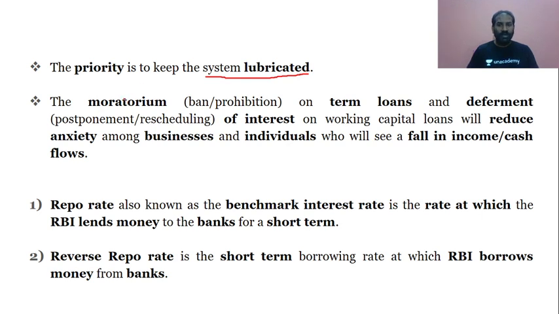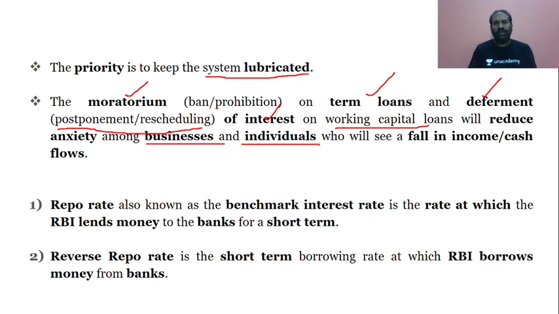And we have also seen that there is a ban or prohibition on term loans, and a deferment, in the sense of a postponement or rescheduling of interest on the working capital loans. Why is there a ban on term loans, or why is there deferment, that means rescheduling or postponement of the interest on the working capital loans? Because this will be a relief to the individuals and to the businesses, the ones who are involved in the business.